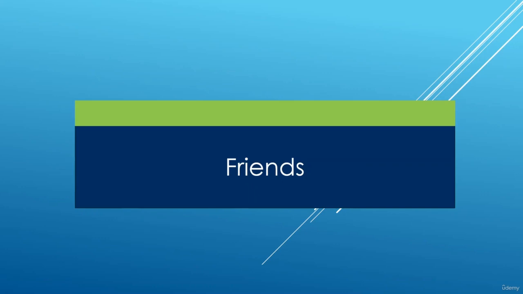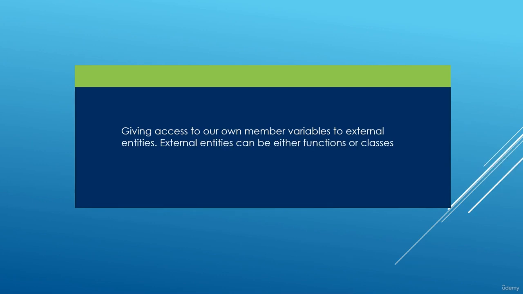Congratulations on hitting the end of this chapter. This chapter was all about friends. And friendship is a way we have to give access to external classes and functions to our own member variables.